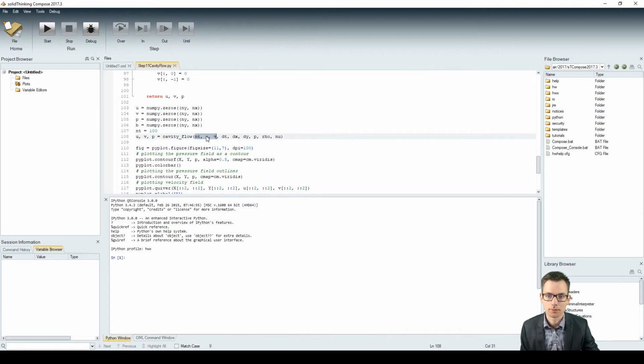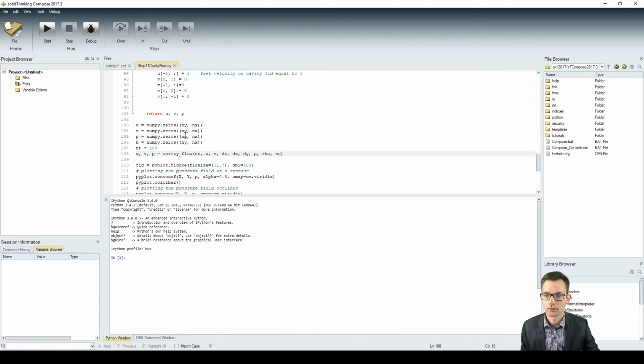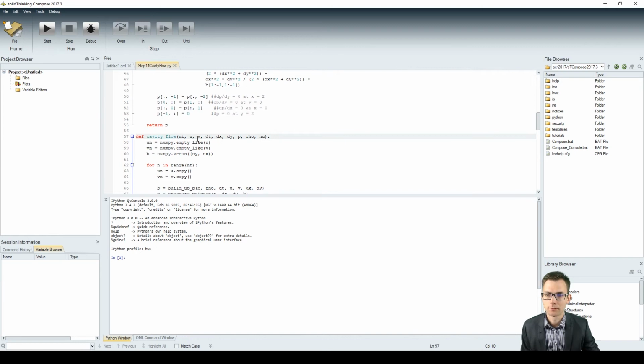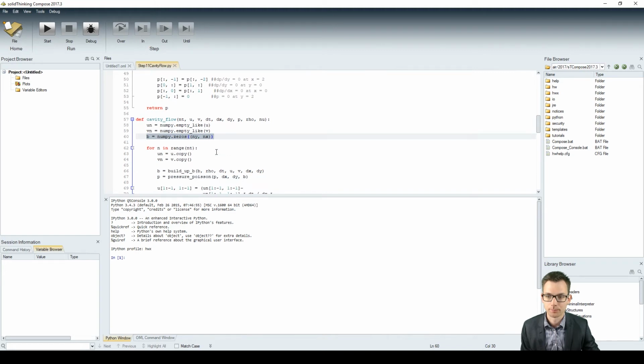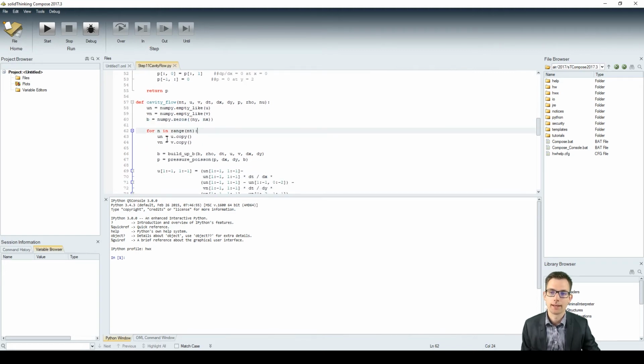the time step, the initial velocities, dx, dy, p, rho, and nu. And now let's jump to this function, cavity flow, it's right over here. And then we have our temporary arrays, which we set, like un and vn, and b is also set in here. And for each n in range nt, so this is the calculation of the time steps in the real problem, we do the well-known copy.